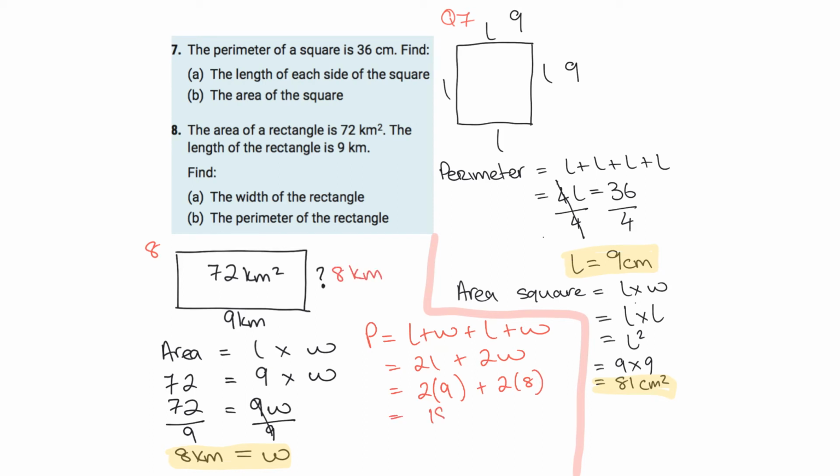2 9s are 18. 2 8s are 16. And when we add these together, we get 34. 34 kilometres. And what that means is, if I was to travel all around the edge of this rectangle, I would travel 34 kilometres.